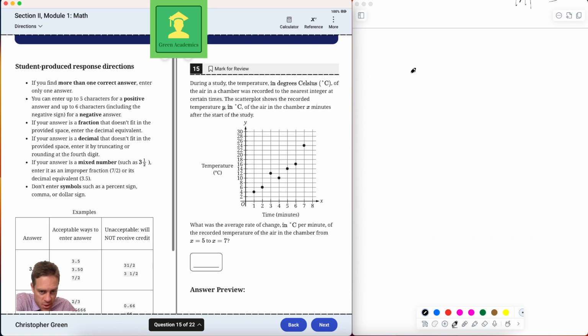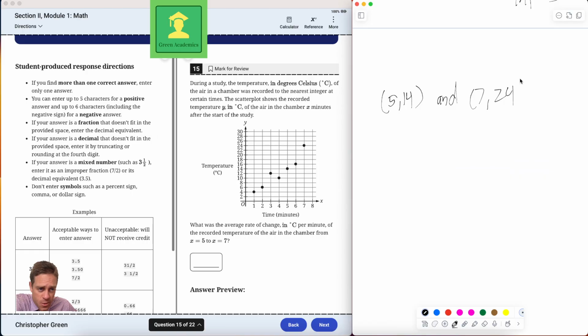So if you look carefully at the chart, you have the points (5, 14) and (7, 24). So the slope of the line that joins these 2 points, which is the average rate of change between them, is the difference in y's over the difference in x's, which gives you simply 5.